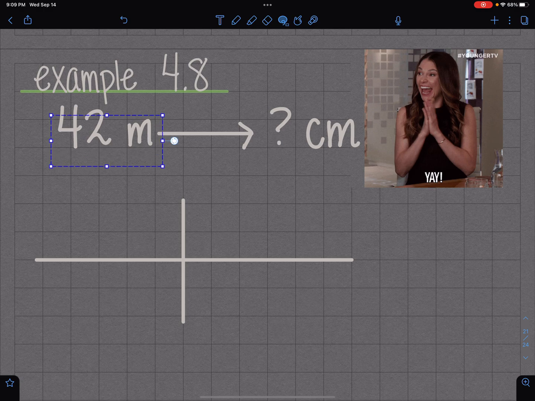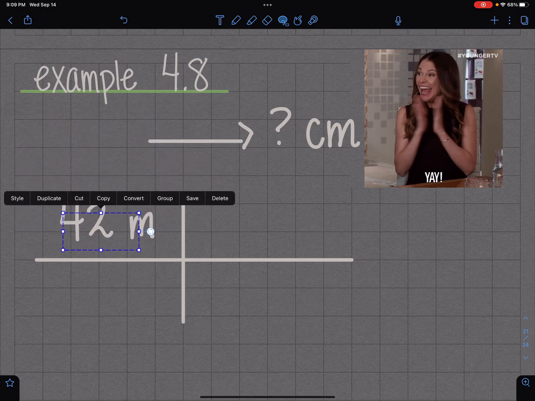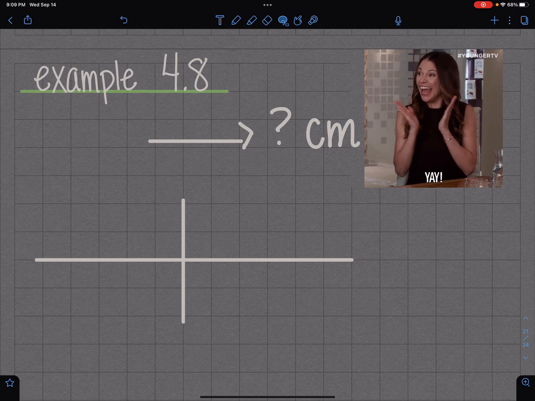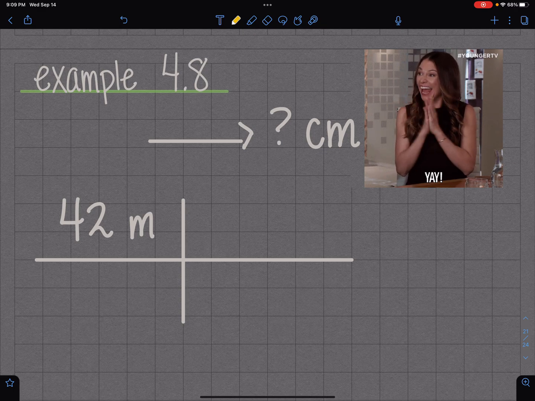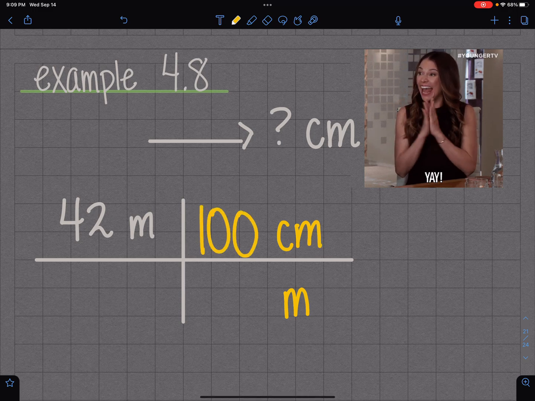So I'm going to take 42 meters and put it there on my little grid system. Okay. And then I know that I want to have meters here, and I want to turn it into centimeters. So there are 100 centimeters in 1 meter.